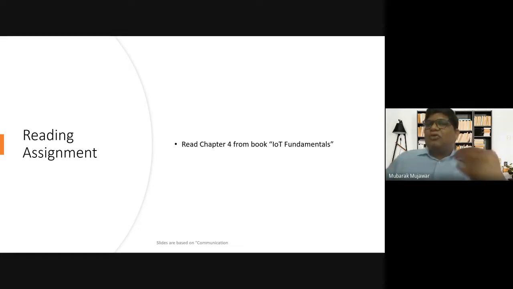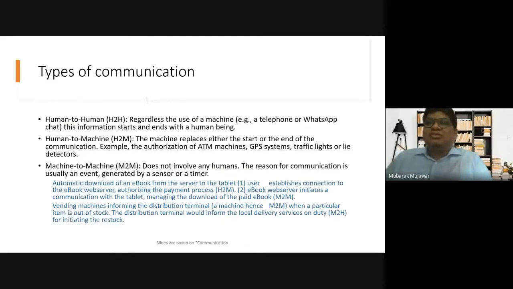So let us start talking about communication, because we are thinking of communicating with smart objects, connecting smart objects. The first thing we have to talk about is different types of communication. There are three different types of communications which often occur around us. The first type is human to human communication. Right now, I'm talking to you, although I'm using some kind of machinery and devices, but still I'm communicating with you. So it is a human to human communication where the information starts and ends with a human being.